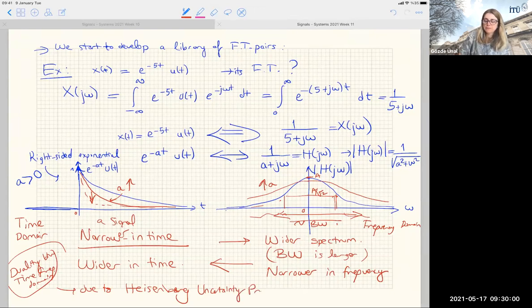Remember, his postulate was that you can't simultaneously improve your resolution in both the frequency and time domains. You have to compromise. If you resolve the signal very well in the frequency domain, then you are not resolving it well in the time domain, and vice versa. This is something that is known.